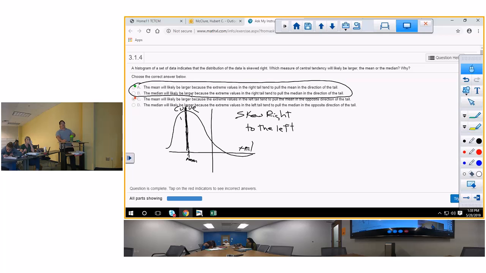The mean will likely be larger because the extreme values in the right tail tend to pull the mean in the direction of the tail. You ever heard that when you're given a definition of a word, you're not supposed to use the word in the definition? Okay, well in this question, I'm sorry, you got two tails, one's a curve and one's a tail, and they're talking about both of them as a tail. And I don't think that's correct. I don't like the way the question is worded.